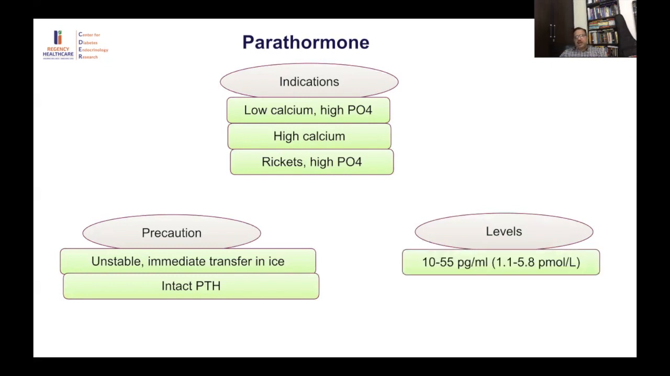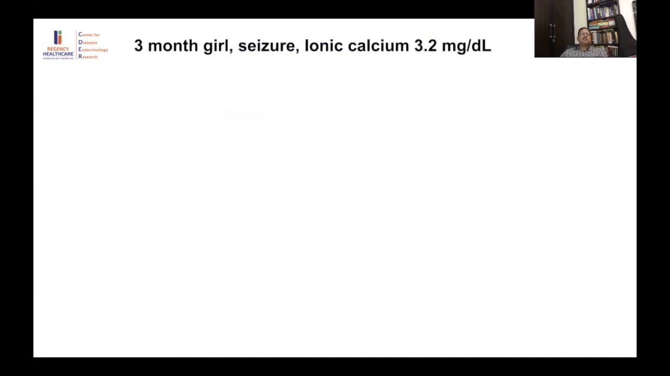So levels are 10 to 55. They should always be interpreted in the light of calcium. So if there is hypocalcemia, one would expect the PTH levels to be high. Normal PTH with hypocalcemia suggests hypoparathyroidism. Similarly, normal PTH with hypercalcemia suggests hyperparathyroidism.